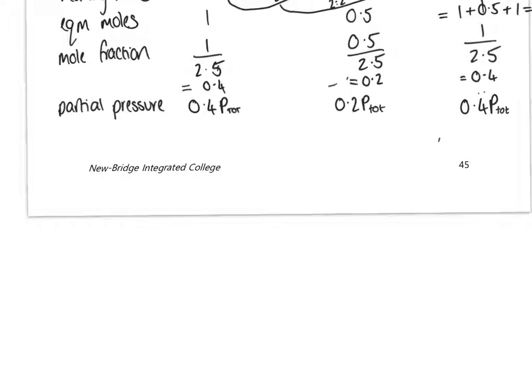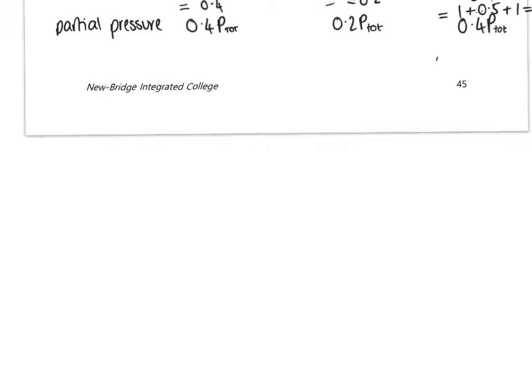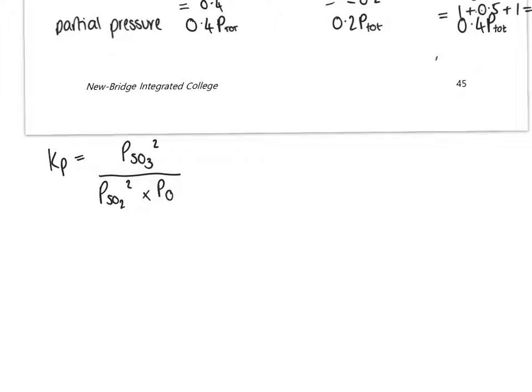In order to do that, we need to write our expression for Kp. From our equation, we can see that Kp is going to be equal to the partial pressure of sulfur trioxide squared, because it has a balancing number of 2 in front of it, over the partial pressure of sulfur dioxide squared, again because it has a balancing number of 2, multiplied by the partial pressure of oxygen.